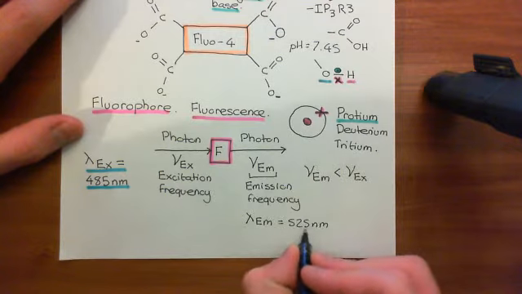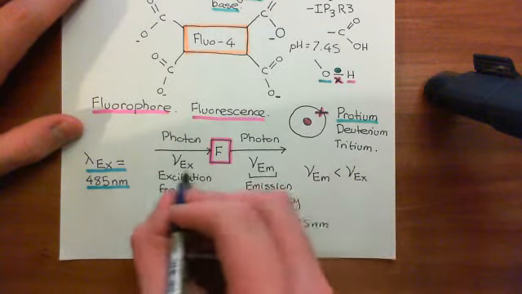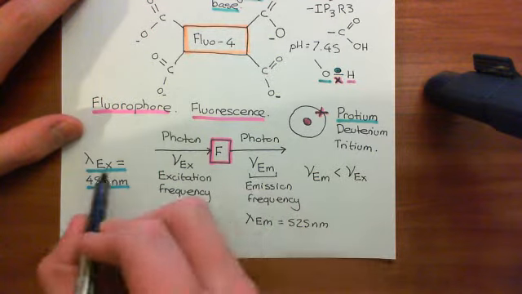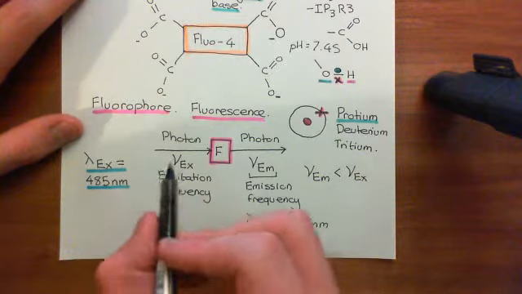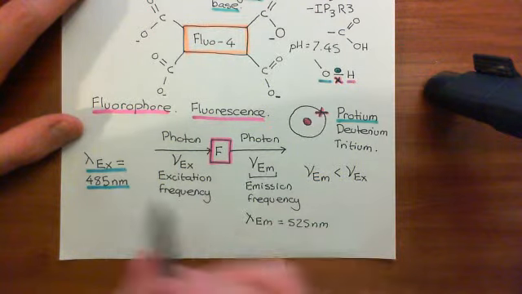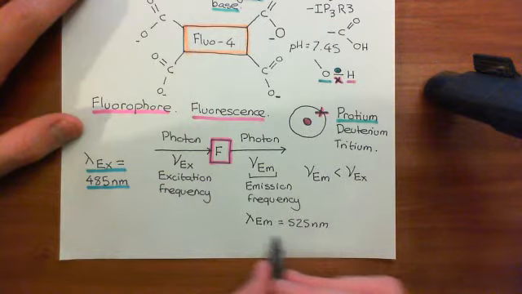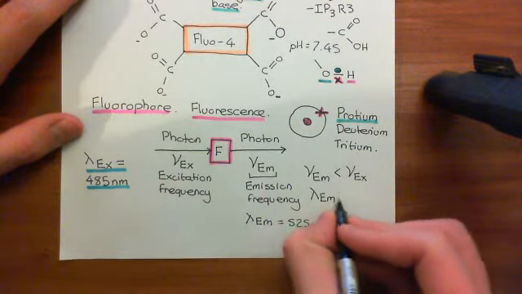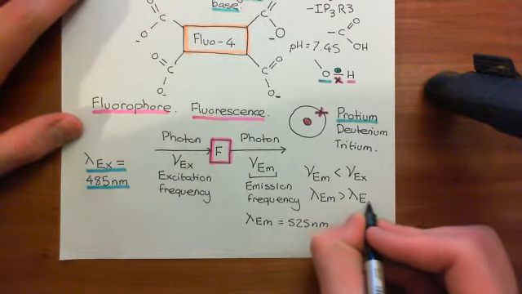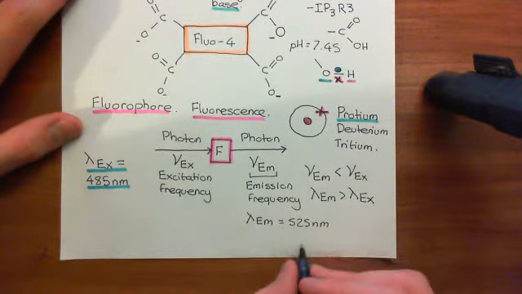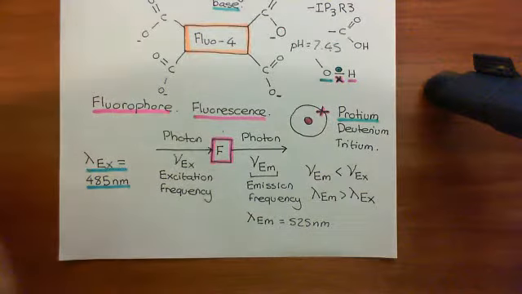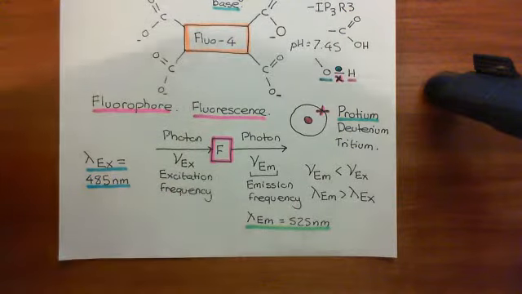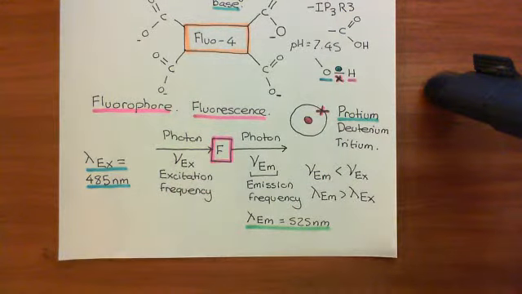And you might say, hang on a second, but that's gone up. I thought you said it always went down. No, I said the frequency went down, but remember, frequency and wavelength are inversely proportional. So when frequency goes down, wavelength goes up. So the wavelength of emission is always actually going to be higher than the wavelength of excitation. So the wavelength of emission is 525 nanometers. That's green light. So you can shine blue light on Fluo-4 molecules and get green light coming out again.